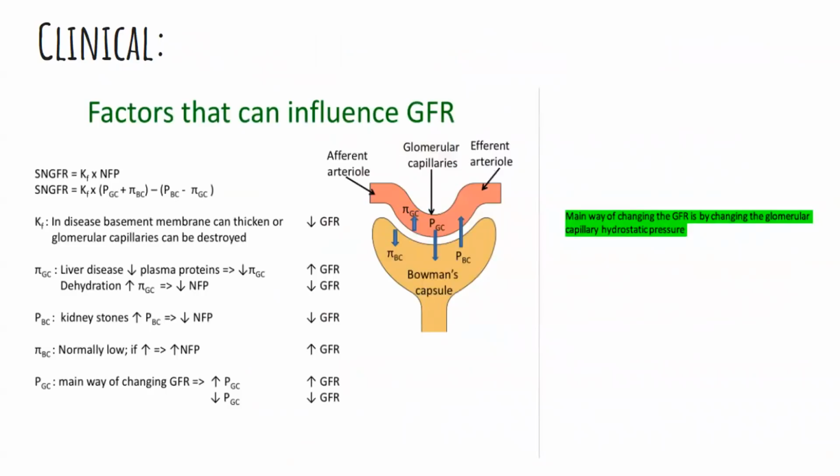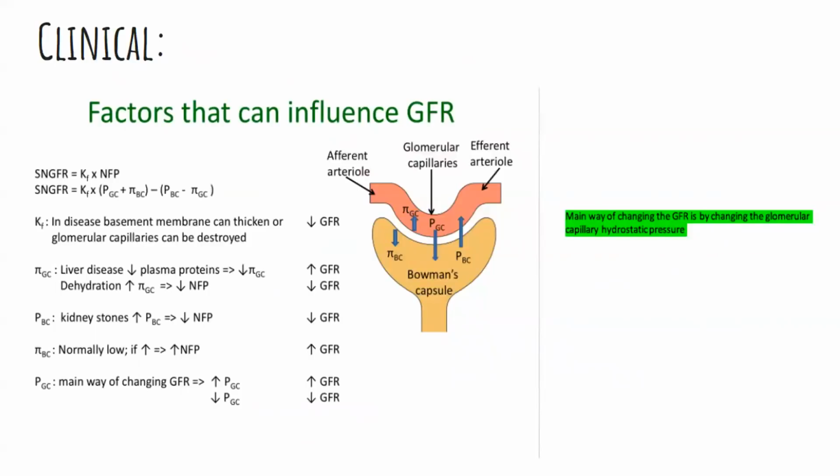So now we're going to put together the Starling forces and try to think about how that can change the GFR. We'll start off now with, say, a glomerulonephritis. It's just a condition that causes thickening of the basement membrane. So if we have thickening of the basement membrane, and if our hydrostatic pressure in our afferent arteriole stays the same, then it's harder for stuff to move across the basement membrane, and so that filtration rate will decrease.